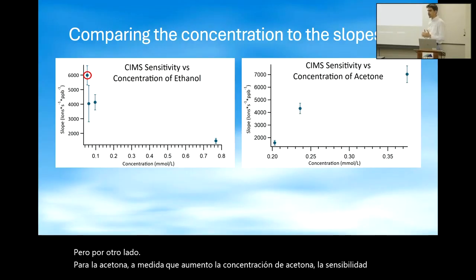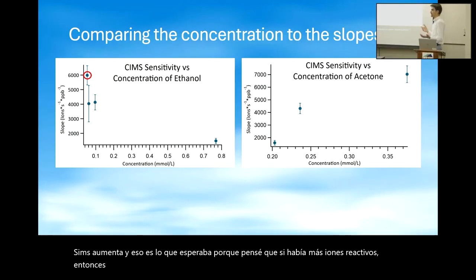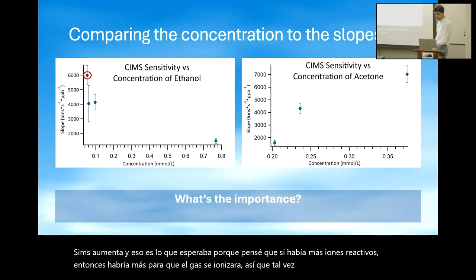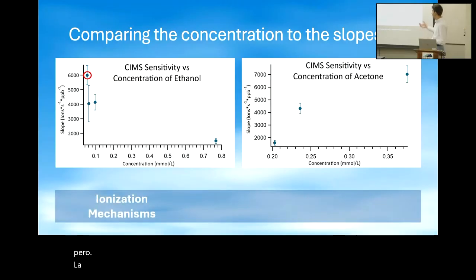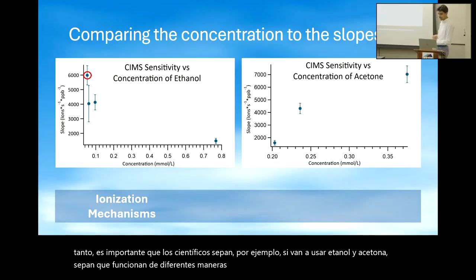And that's kind of what I expected, because I thought if there's more reagent ion, then there would be more for the gas to ionize with, so maybe the sensitivity would increase. But the importance of this is that it implies that they have different ionization mechanisms. So it's important for scientists to know, if they're going to use ethanol and acetone, that they work in different ways.